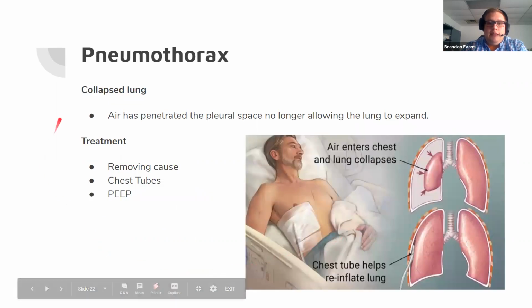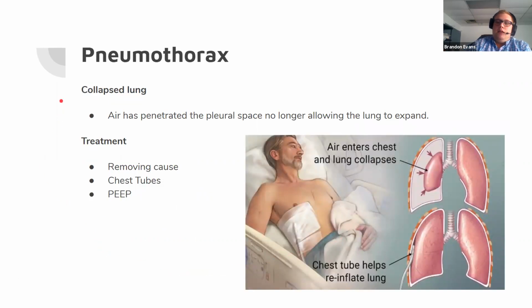We talked about that collapsed lung in the very beginning when we were talking about the atmospheric pressures.